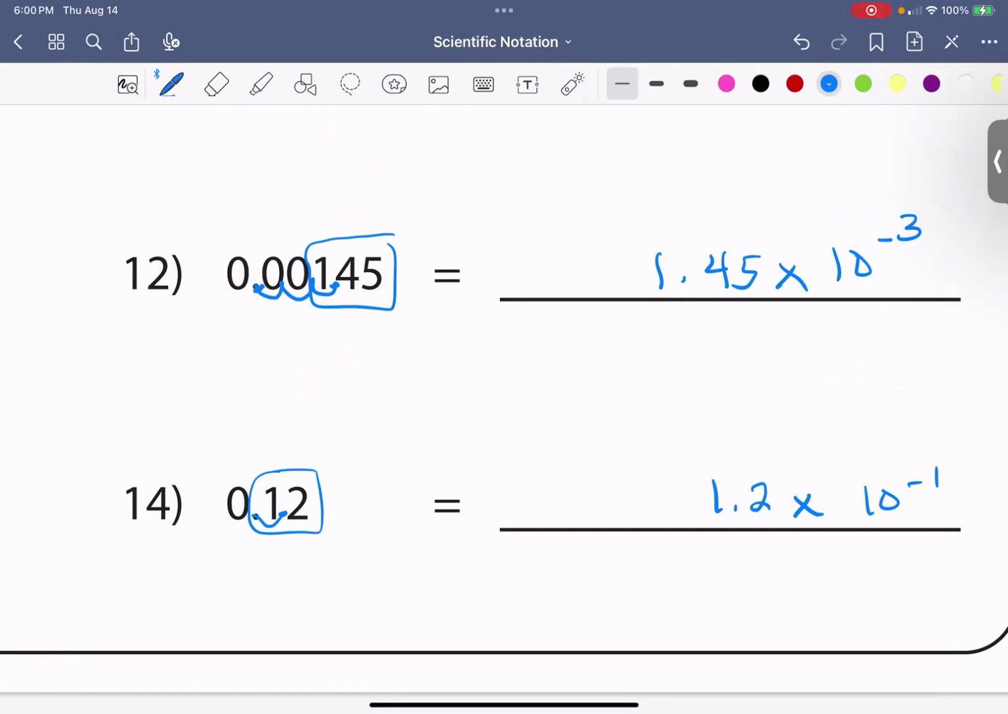So this is how you put numbers in scientific notation, and this is used mostly in science to write the sizes of things that are very large, or distances that are very large, or distances that are very small, or things that are very small.